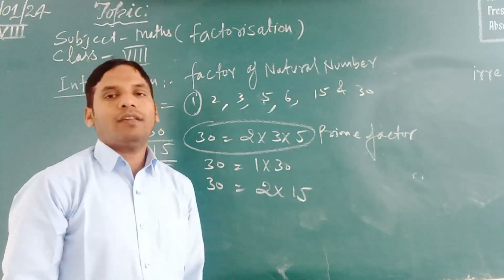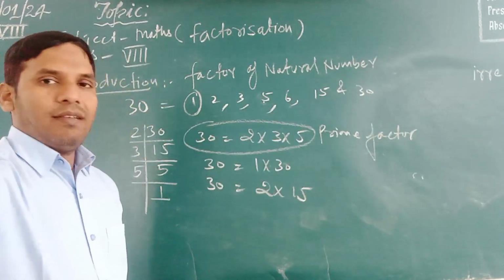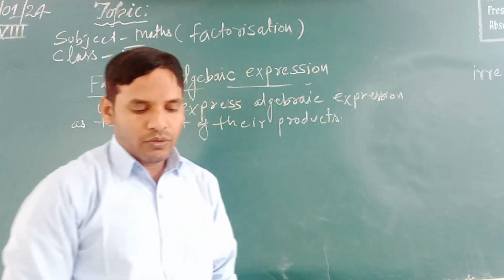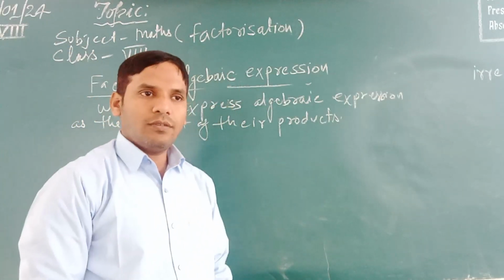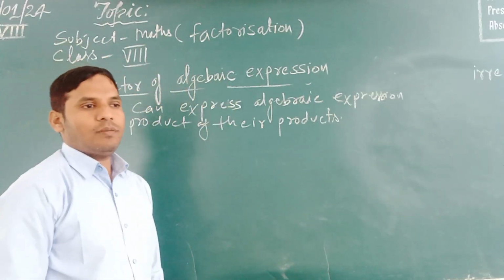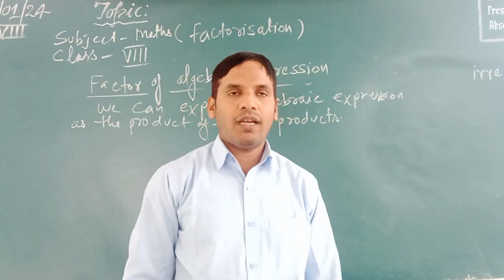Similarly, in class 7 we discussed algebraic expressions, their terms and their factors also. Again we will see the algebraic expression. Now the next topic, factors of an algebraic expression. We have already discussed it in class 7. An algebraic expression is a combination of coefficients, constants and variables.